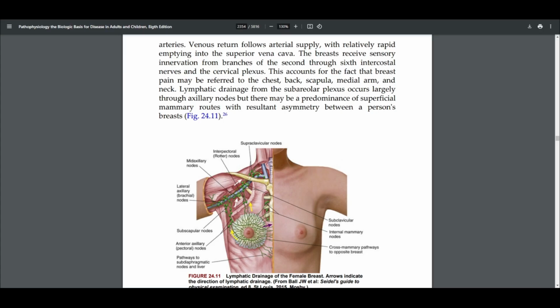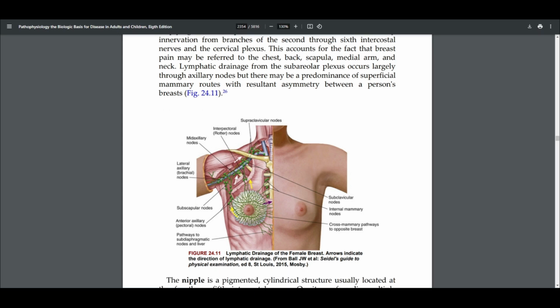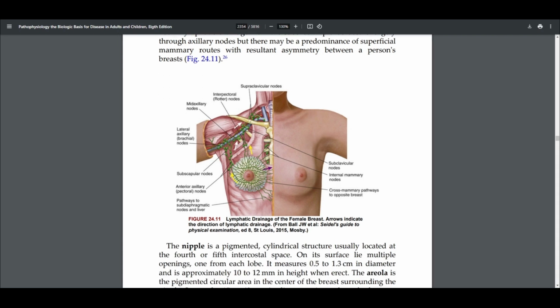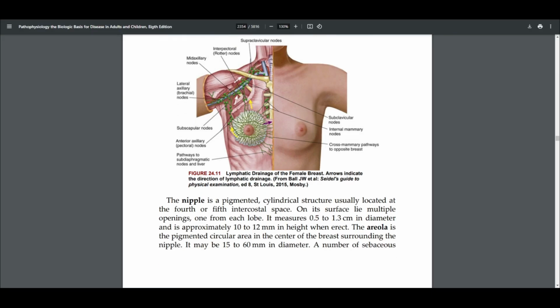Lymphatic drainage from the subareolar plexus occurs largely through the axillary nodes, but there may be a predominance of superficial mammary routes, with resultant asymmetry between the person's breasts. So here we're taking a look at the lymphatic drainage of the female breast.